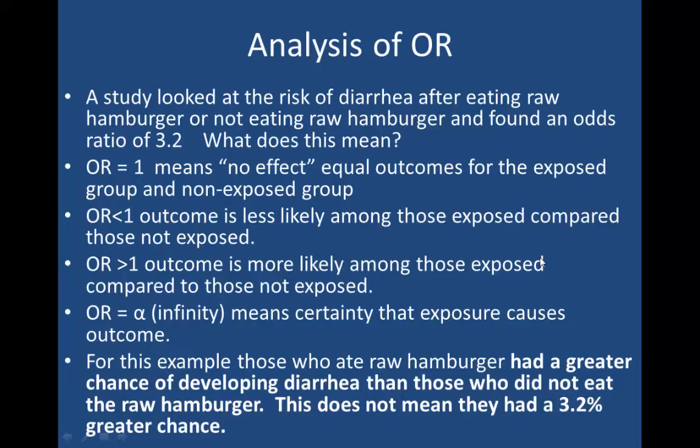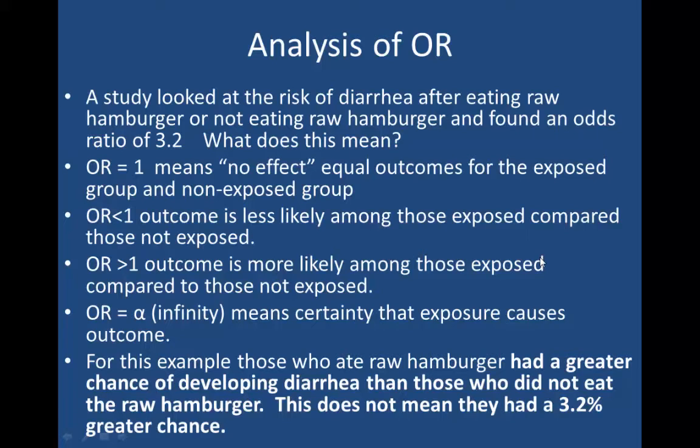So we have an odds ratio greater than 1. That means the odds of this outcome were higher in the treatment group compared to the control group. An odds ratio can be as large a value as infinity. So if I had an odds ratio of 1,265,437, it would be pretty much the same as saying it's almost certain that if you ate raw hamburger, you would develop diarrhea. How about an odds ratio of only 1.02? It would be correct to say there is a slightly higher chance of developing diarrhea after eating raw hamburger than those who did not eat raw hamburger.